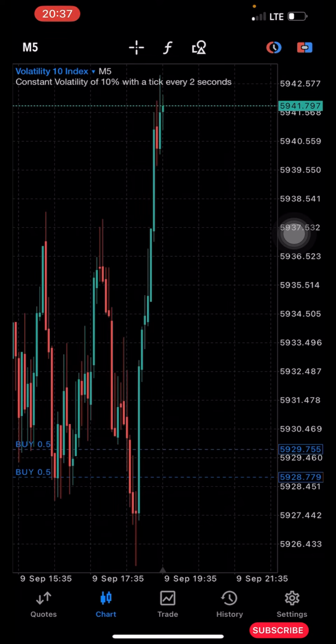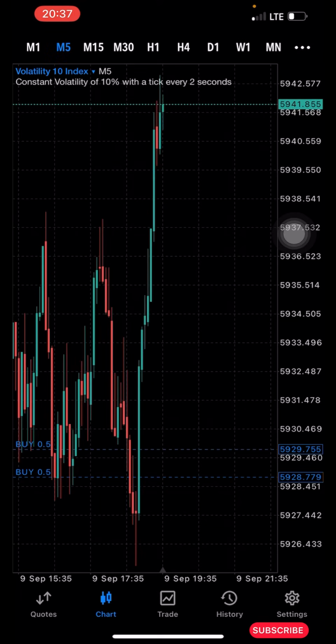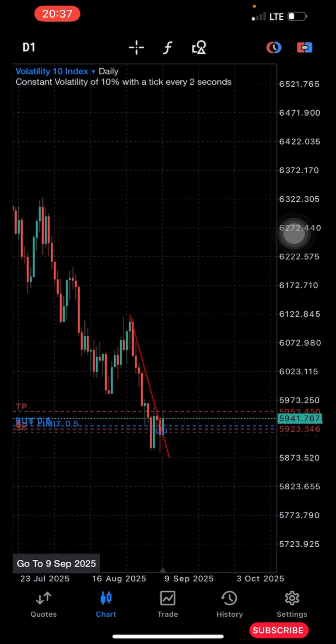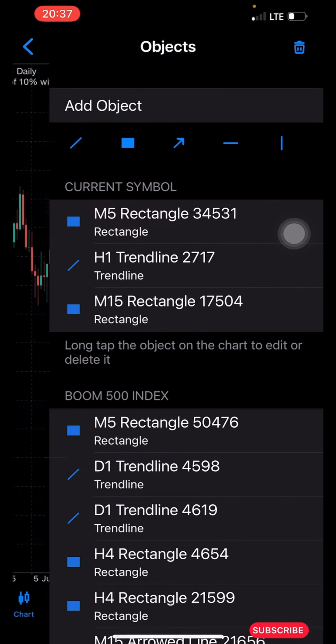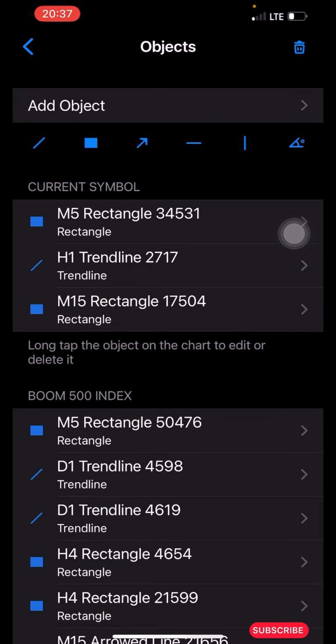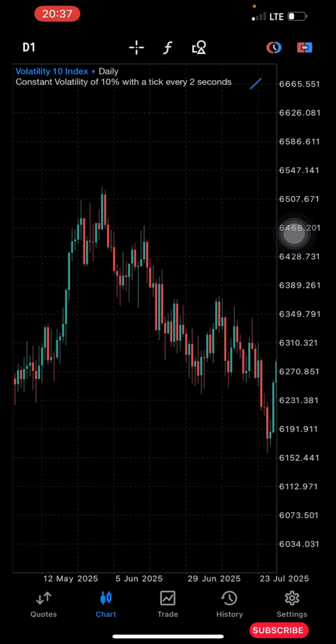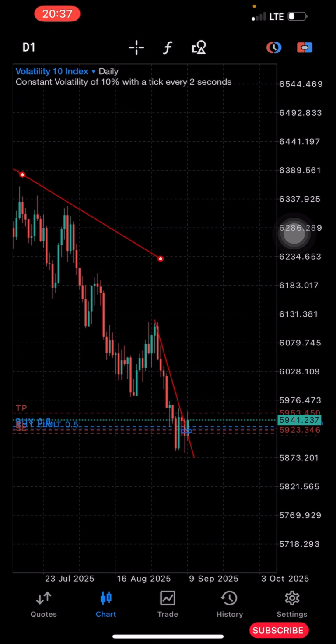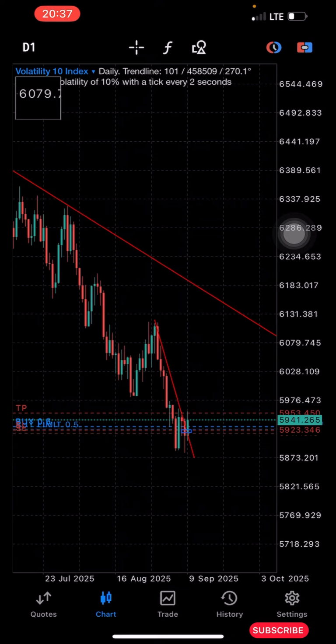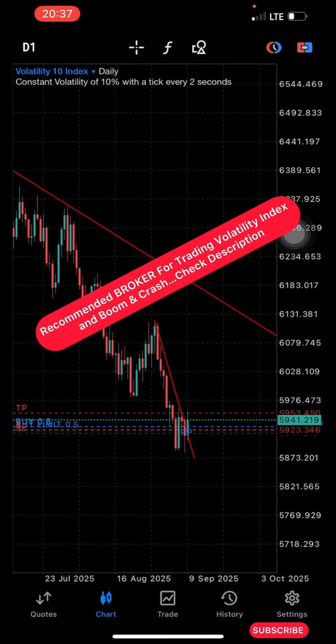Okay, so I'm going to be heading to the daily time frame now to show you guys my analysis from the daily. Alright, so as you all know, I like to do my analysis from the daily to get the market direction. Right now I'm trading against the trend, but I still know what I'm doing. So as you can see from the daily, the market is heading down, right?